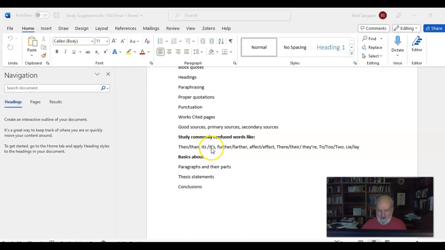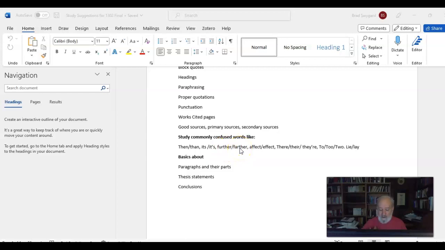It's and its. This is a little confusing because normally when you have an apostrophe, that's a possessive. But here the apostrophe is for the contraction, it is, where its without the apostrophe is the possessive. The dog ate its dinner. That's possessive, okay?